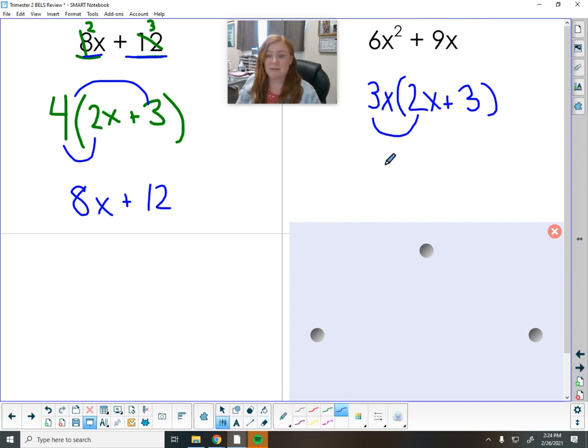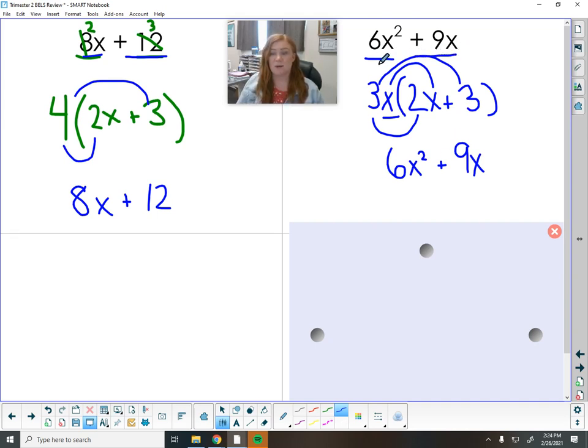So 3 times 2 is 6. X times x is x squared. 3 times 3 is 9 with 1x, 6x squared plus 9x. So this is the factored expression of this.